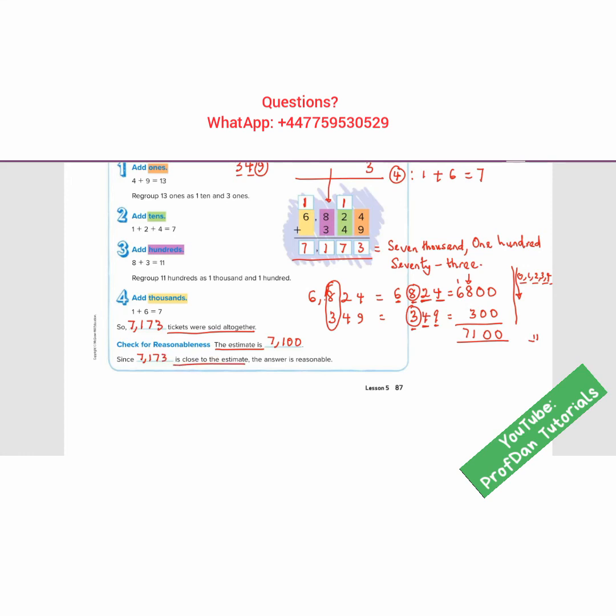You can see, 7,173 is close to 7,100. Okay, we're going to look at another example. I want you to pause the video, try example 2 by yourself, and after you have done that, play the video and see if you are correct.